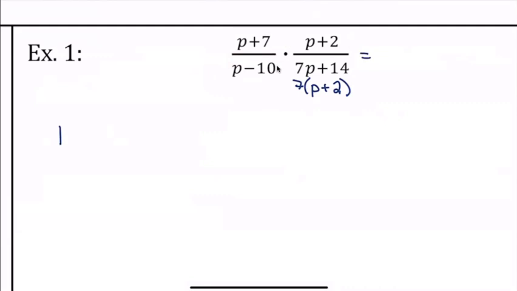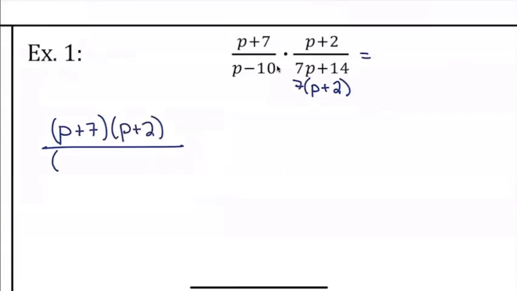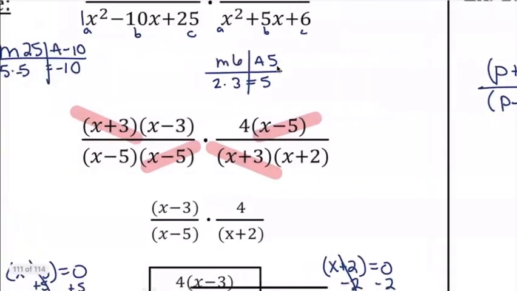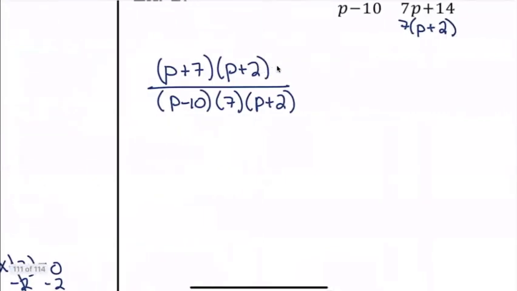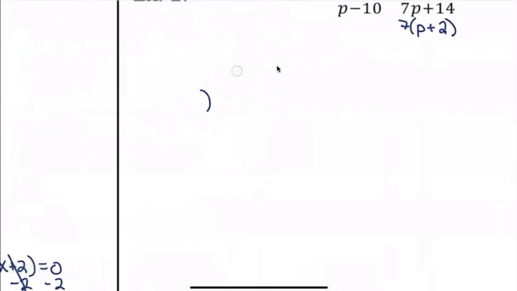So right now we have p plus 7 times p plus 2. On the bottom, we have p minus 10 times 7 times p plus 2. So you can write it all as a big fraction like this immediately, or we can keep it how we did over here. You saw we fully factored it and kept it separate. So if you wanted to keep it separate, here's what it would look like.